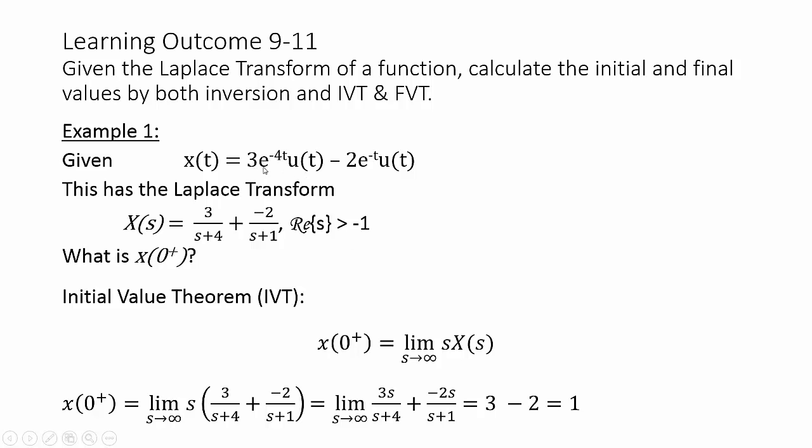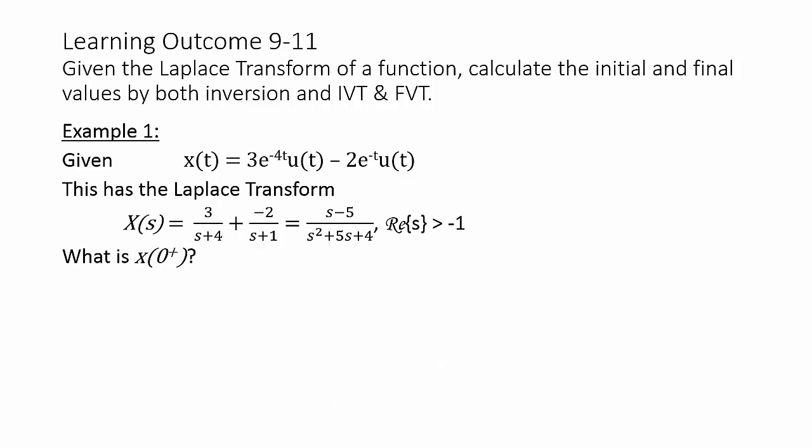If we were to look at our time signal, at time 0, e to the 0 is 1, so the first term has a value of 3. At time 0, e to the 0 has a value of 1, so our second term has a value of negative 2. 3 minus 2 is 1.